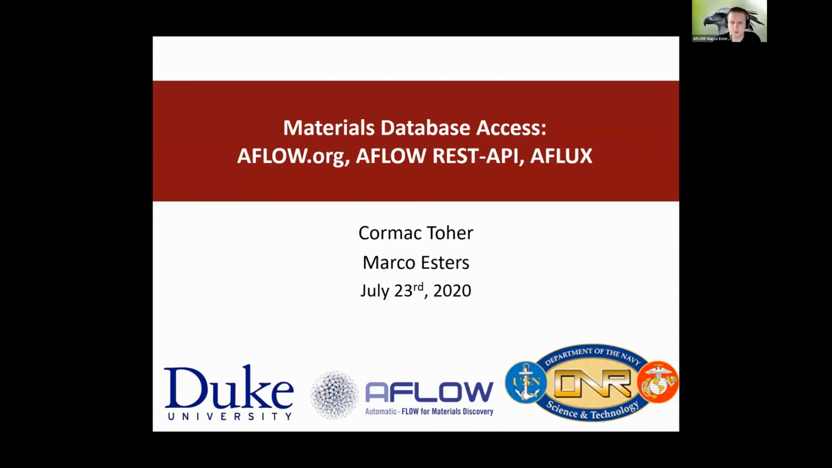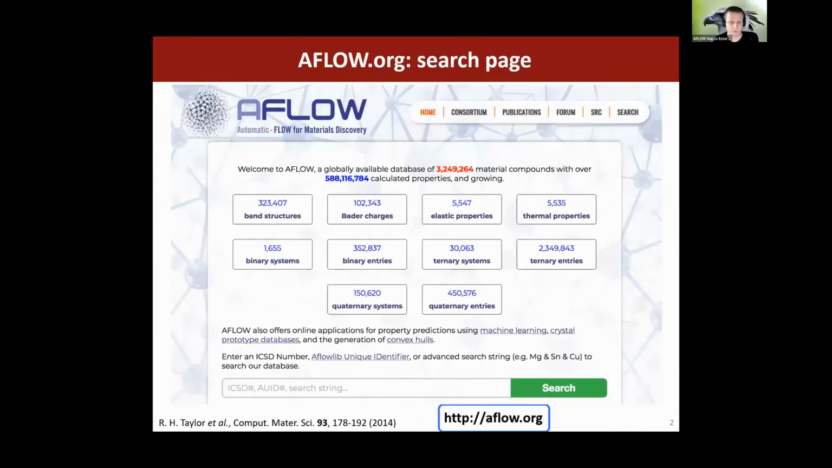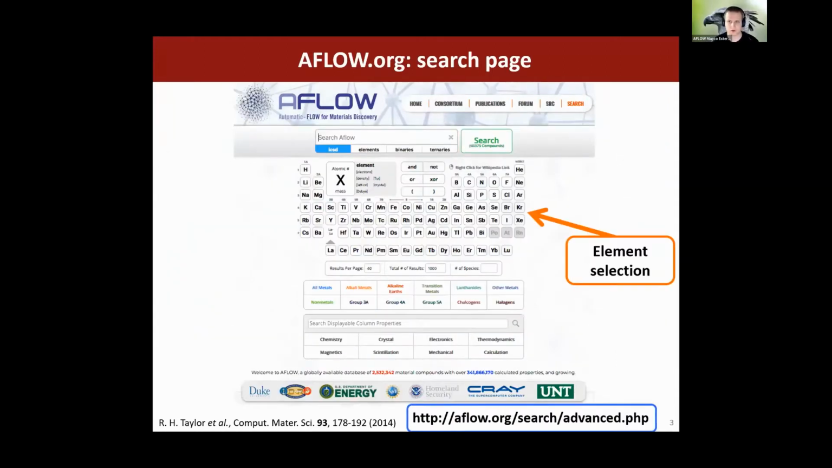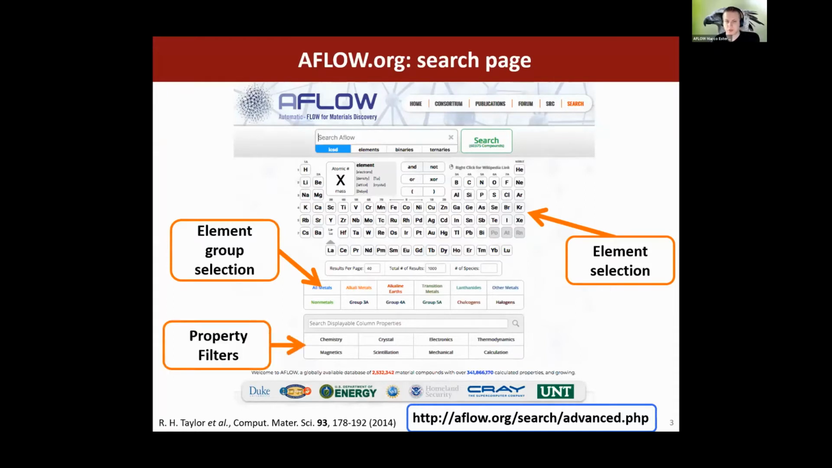Morning, everybody. Cormac already talked a little bit about our database and how you can search for properties. Just to recap, you can easily go to our website and use the search function to specify your elements or your element groups that you want to look for, filter whatever properties you like, and determine or specify the number of species.